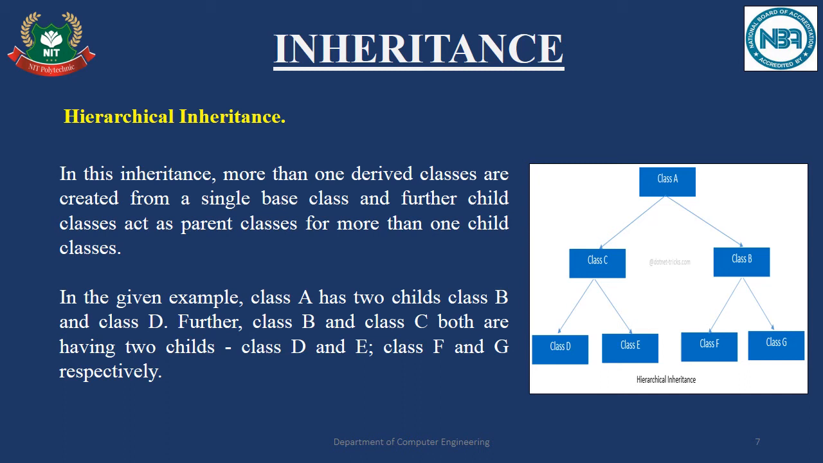As in the given example, we can see that at the top there is class A. Class A has two child classes, that is class C and class B. Class B has two more children, that is class F and class G, whereas class C has two children, class D and class E. So this is a type of hierarchy in which we have defined our classes. This type of inheritance is called hierarchical inheritance.